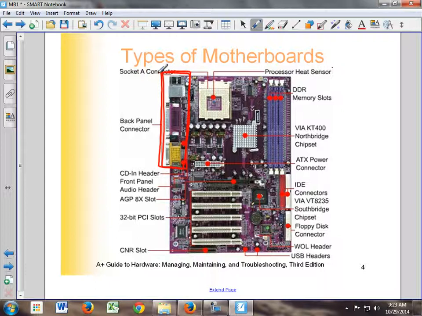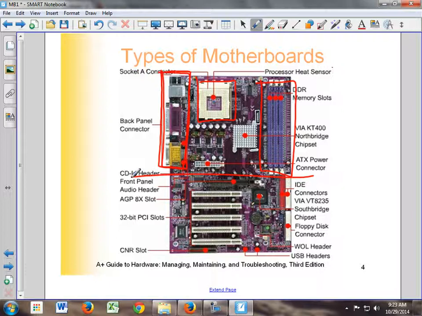But I want to pay attention to this back panel connector. Every ATX motherboard has a back panel connector, CPU, and then memory. They all do. And if it's a mini ATX, that might be the whole motherboard right there. It's just those things. Okay.